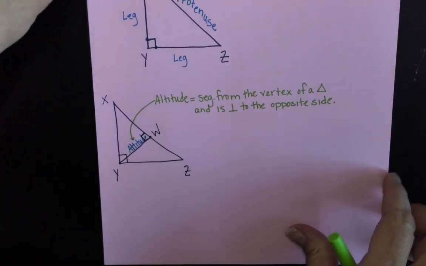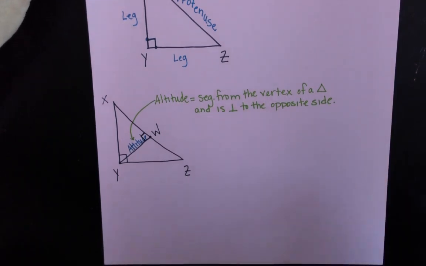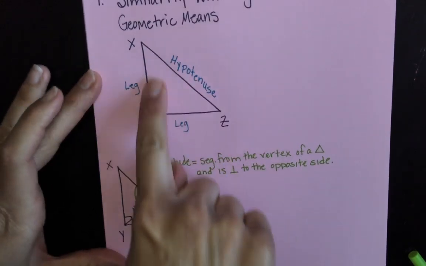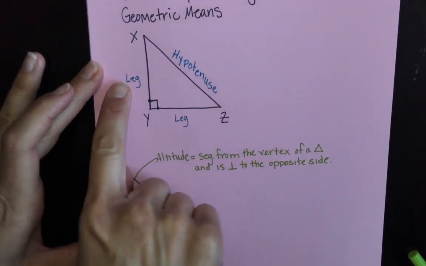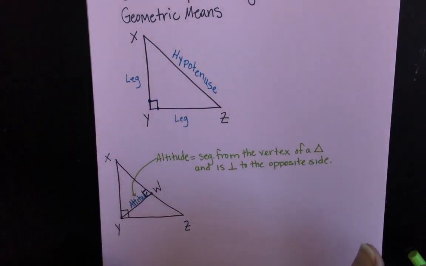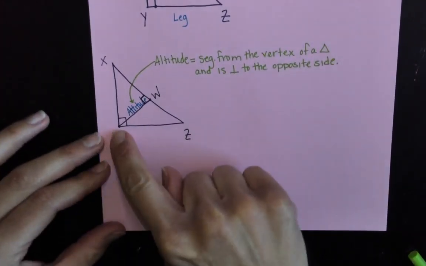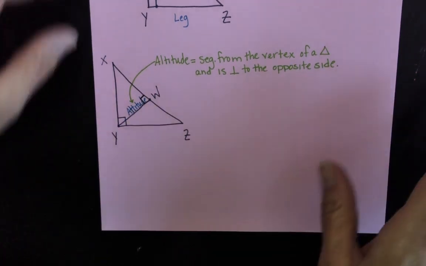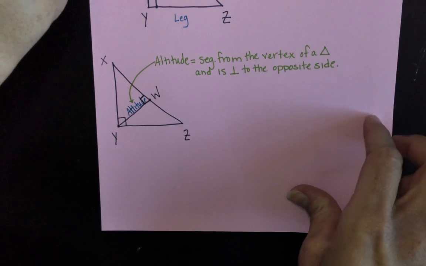All right, so I'm taking this in steps right now, just to kind of go through this and remember what we've been talking about. So we talked about at the beginning of the year all of our information about right triangles, leg, hypotenuse. We even talked about the Pythagorean theorem. We then got to a chapter where we talked about segments in triangles, and we knew that this guy was called an altitude.